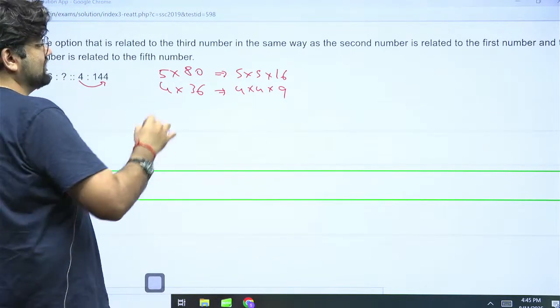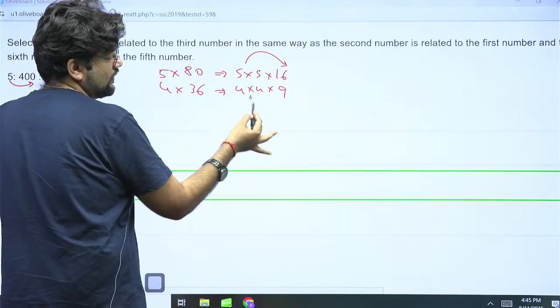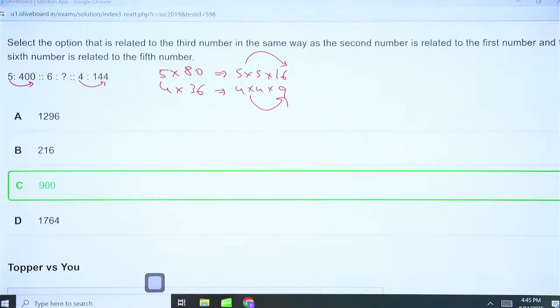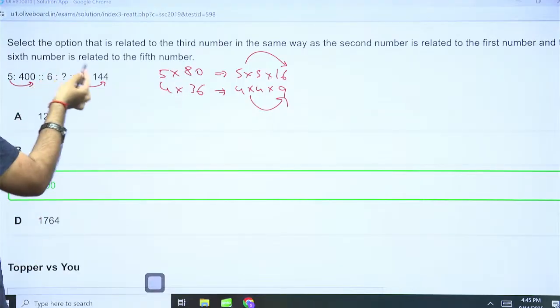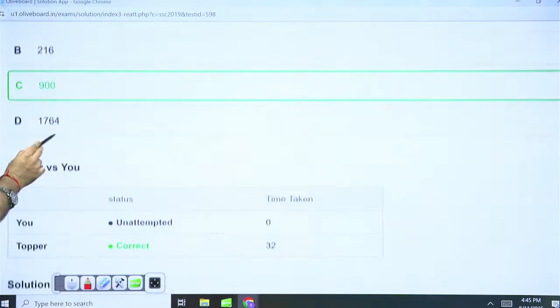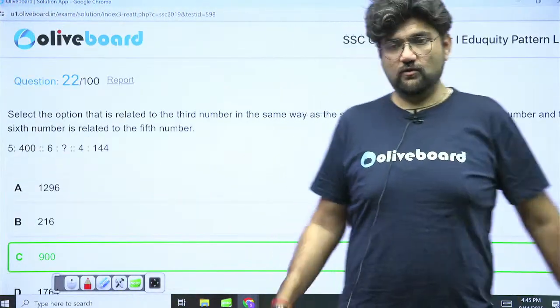Okay, so now what exactly is happening is 5 square into 5 minus 1 square, 4 square into 4 minus 1 square. Okay. So this is 6 square into 5 square. Clear? Got it? So 900. 32 seconds. Not bad. Very good. In fact, very good.